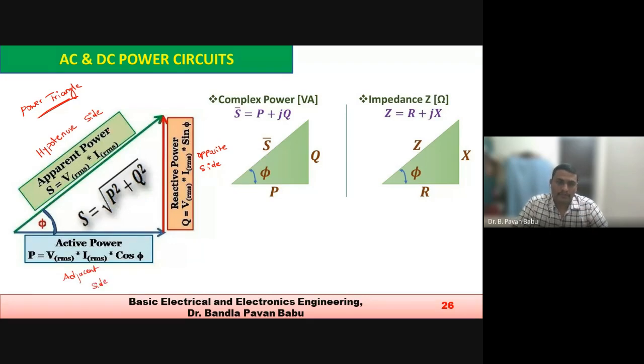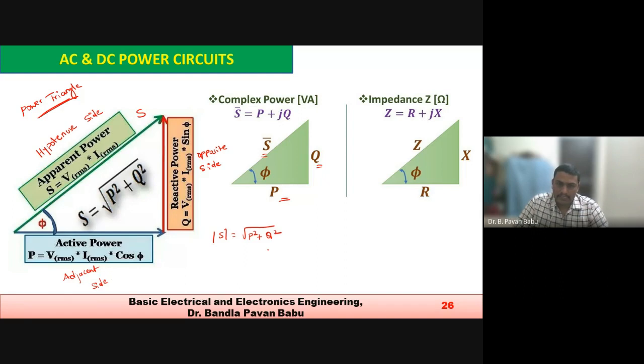Okay, so here this is S, this is P. Already here we have given P, Q, and S. So if you want to find out the magnitude of S, it is equal to root of P square plus Q square. So already I have said.